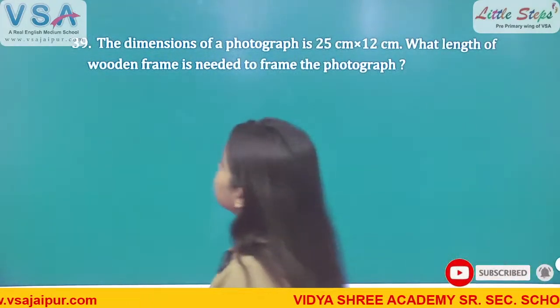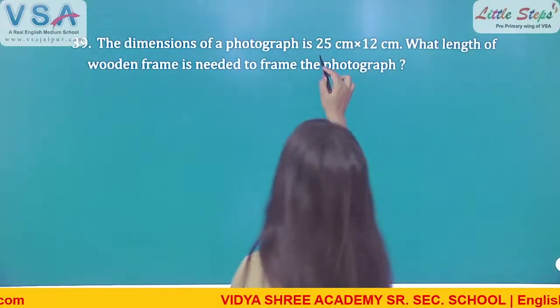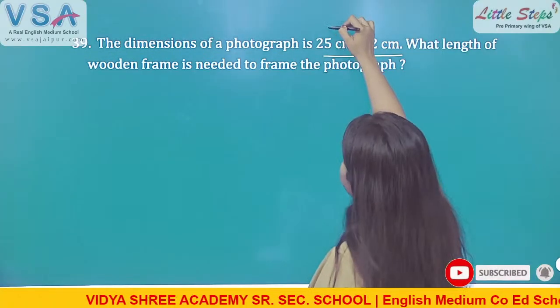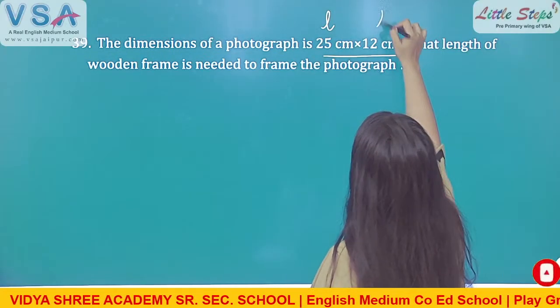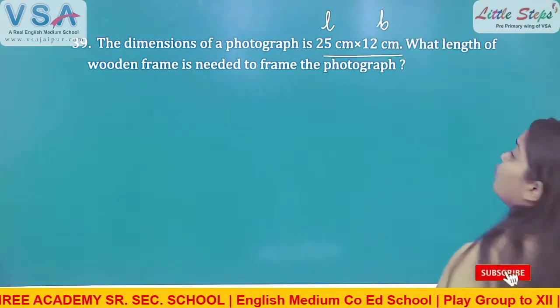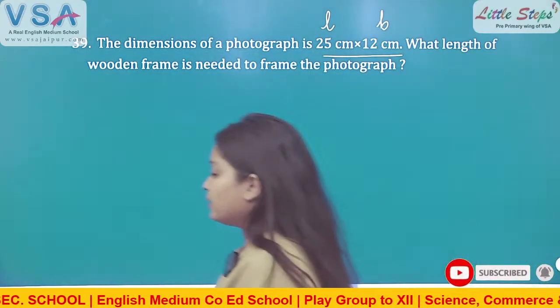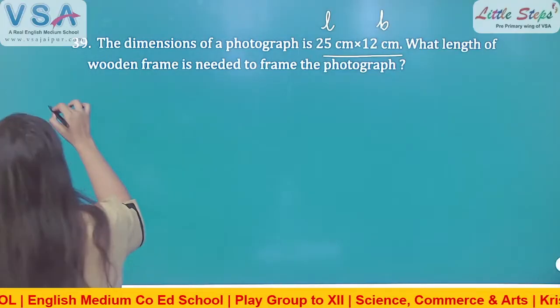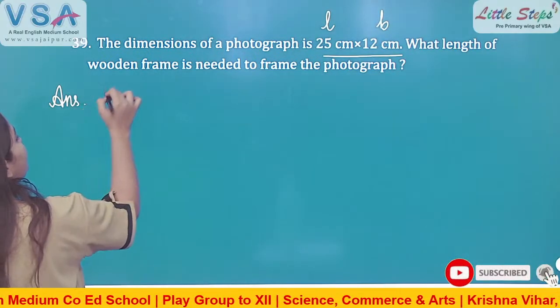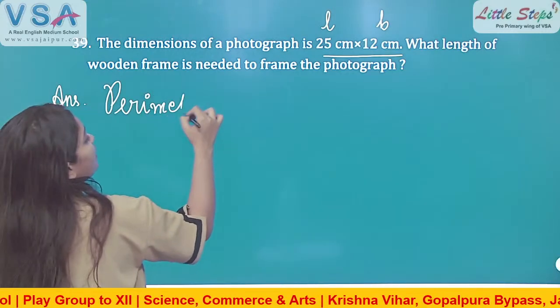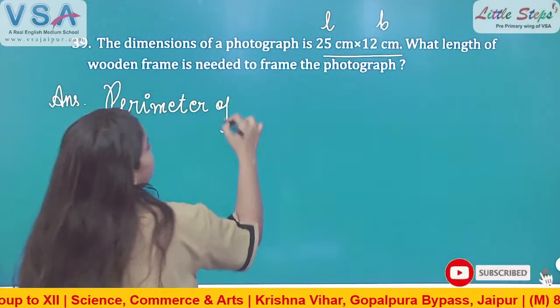39th, the dimension of a photograph is 25 centimeter into 12 centimeter. Particularly, this is the length and this is the breadth. What length of wooden frame is needed to frame the photograph? Basically, we need to find out the perimeter of the rectangle, or perimeter of the photograph. So, let's apply the formula of perimeter of rectangle.